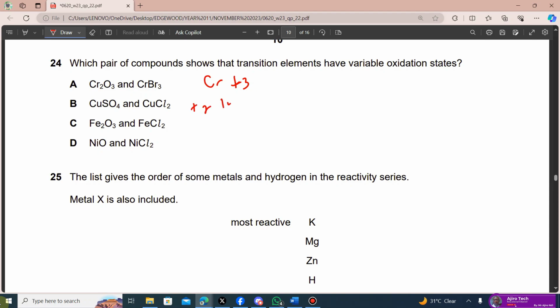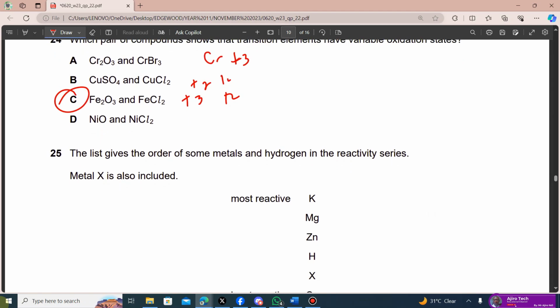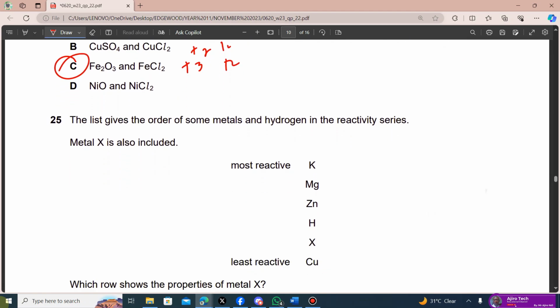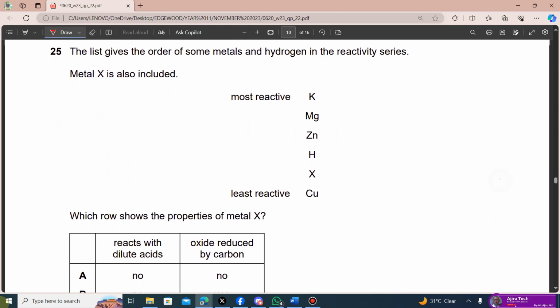So not changing. And option C, iron, is +3 in the first compound and +2 in the second compound. So we don't even need to go too far. We see that option C is the correct answer. For option D, nickel is +2 in both compounds. So that settles it. So go to question 25.